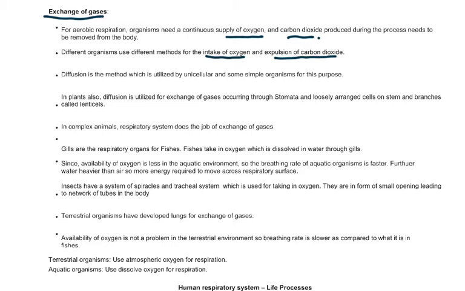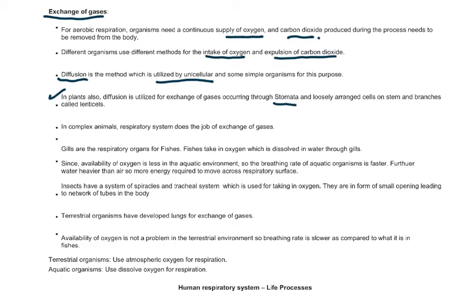If we consider unicellular organisms like the amoeba, they just take in gases by simple diffusion, that is, from higher concentration to lower concentration. Outside, the oxygen is in higher concentration. When it diffuses in, it is used up and converted into carbon dioxide. So the carbon dioxide inside the cell is in higher concentration, and that diffuses out. This is the simple mechanism. Although diffusion takes place in all living organisms, in unicellular organisms it is the simplest process by which they exchange gases.